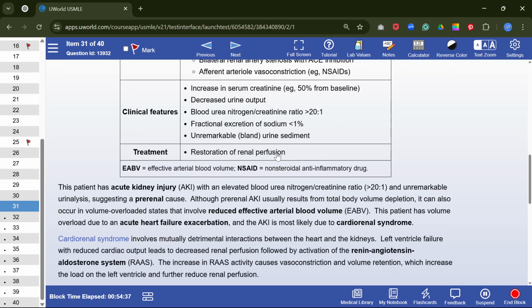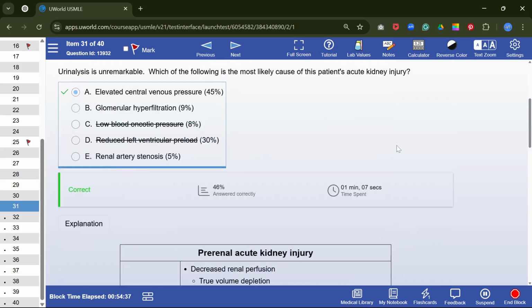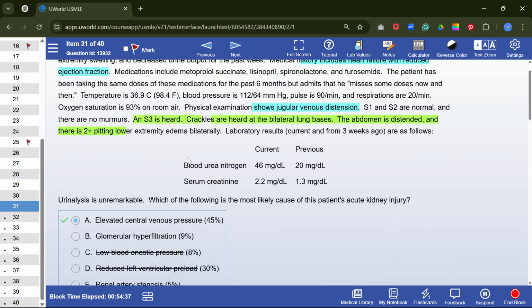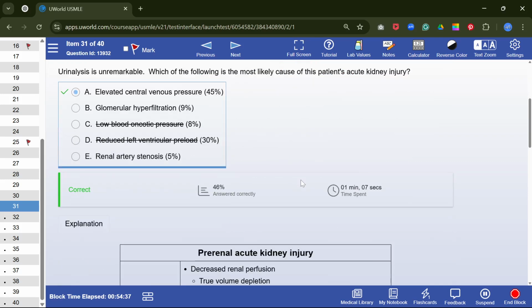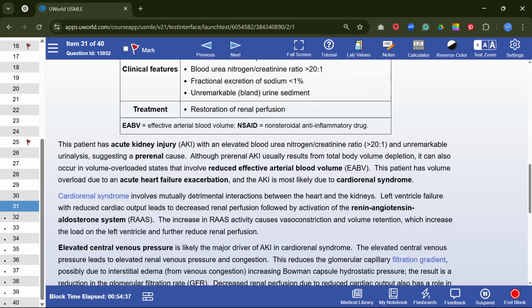Okay, first you need to find out it is pre-renal, then you need to think about the causes. Regarding the features, here there is a clear cause of heart, so you need to find something related to heart. Okay, it's cardiorenal syndrome. Another complex syndrome.